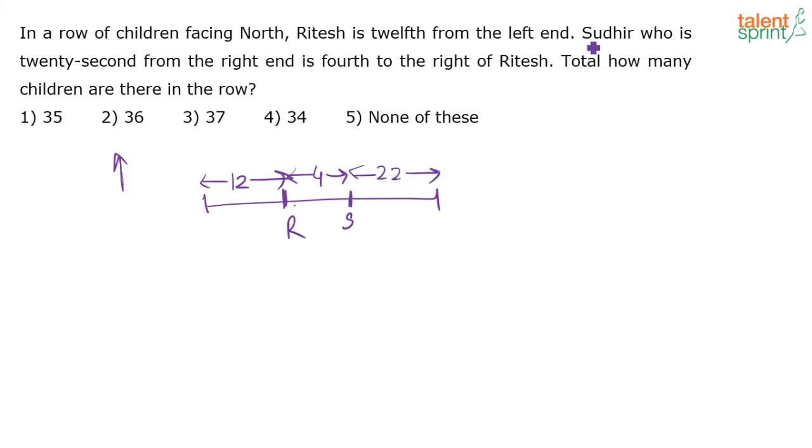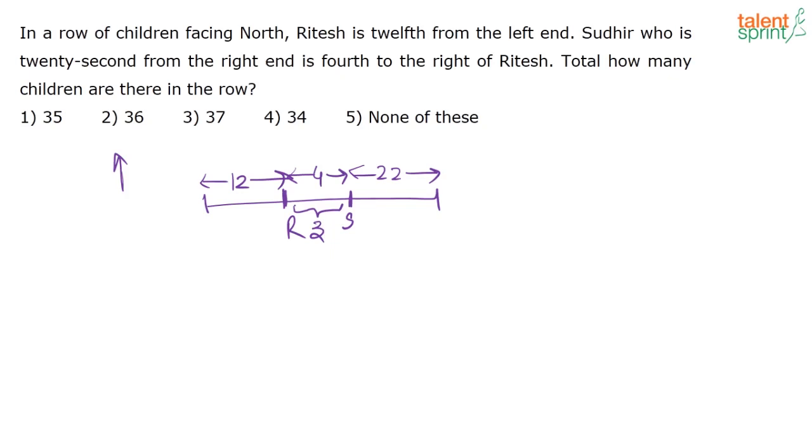Now see, Sudhir is 4th to the right of Ritesh, means how many people are there between Ritesh and Sudhir? There are 3 persons, correct? He is 4th. Like let's say I am 4th to some particular person, means in between both of us there are 3 people.